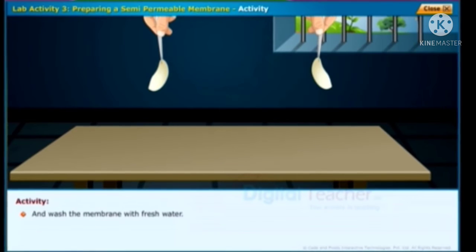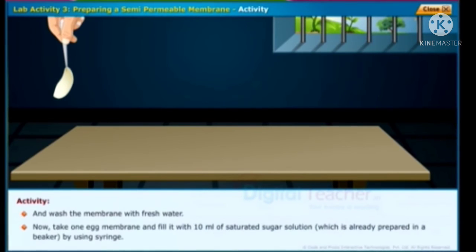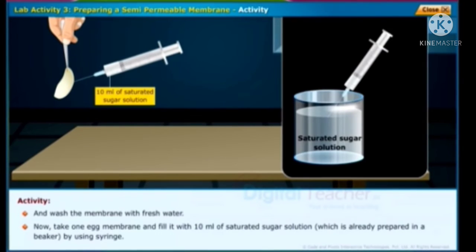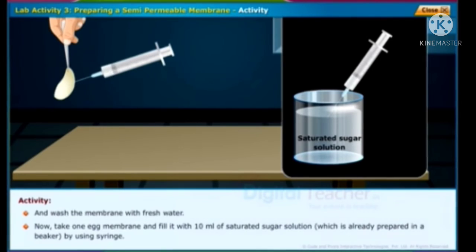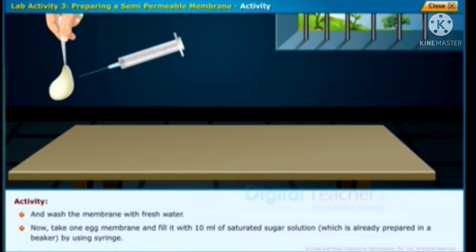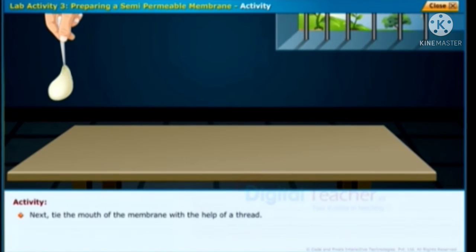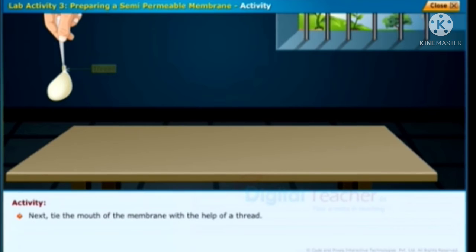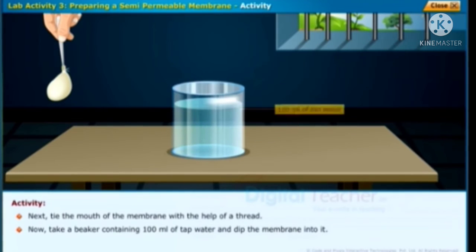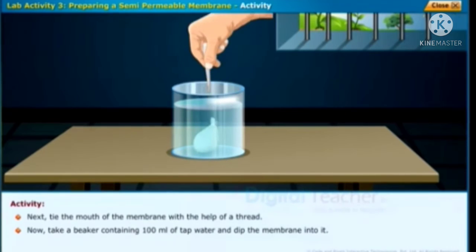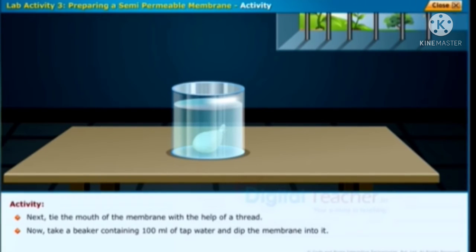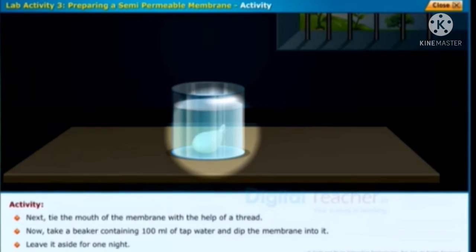Now take 1 egg membrane and fill it with 10 ml of saturated sugar solution by using a syringe. Next, tie the mouth of the membrane with the help of a thread. Now take a beaker containing 100 ml of tap water and dip the membrane into it. Now leave it aside for 1 night.